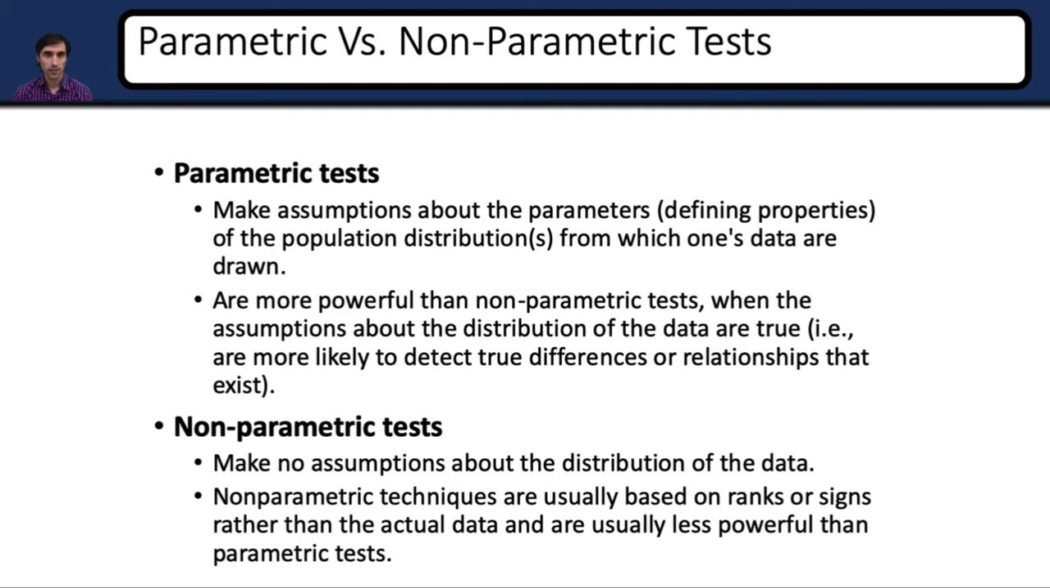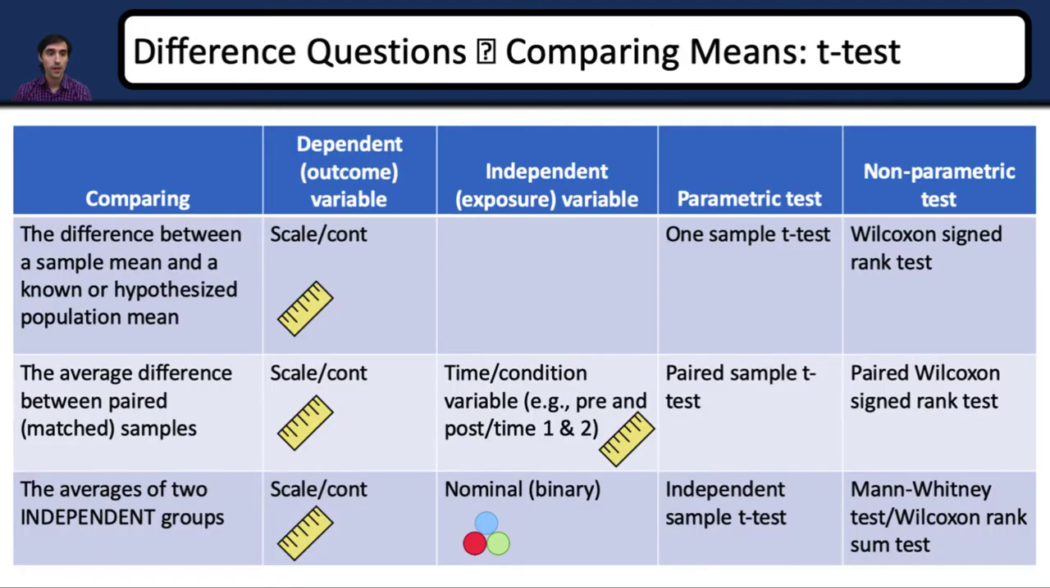So non-parametric tests, those are going to usually be skewed, and they don't make assumptions about the distribution of the data. These techniques are usually based on ranks or signs rather than the actual data, and are usually less powerful, but we will practice both. So just to provide some parts, I don't know why there's a question mark up there.